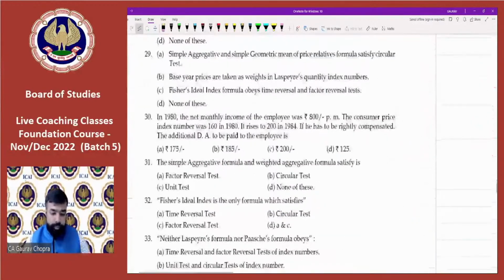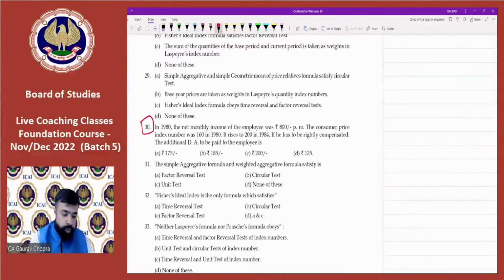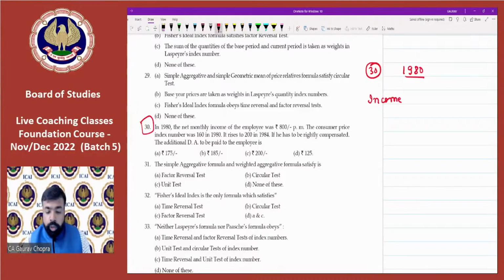Then, yes, let us do question number 30 also. This is a good question. The question says, in 1980, the net monthly income of an employee was 800. So in 1980, income was 800. Now the consumer price index number in 1980 was 160. It rises to 200 in 1984. So in 1984, it is 200.